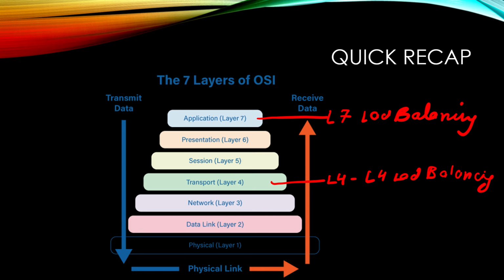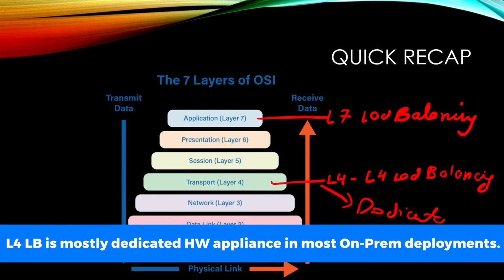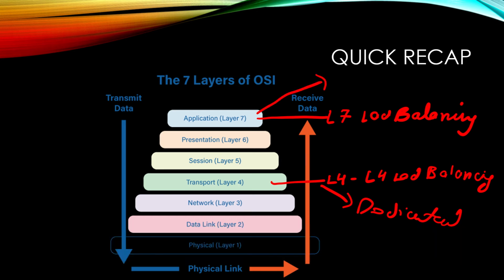So in most cases, what you can expect is this can be a dedicated device, generally an appliance provided by a vendor with your routers or your networking equipment. And in many cases, the L7 is more of an application that runs on some system.